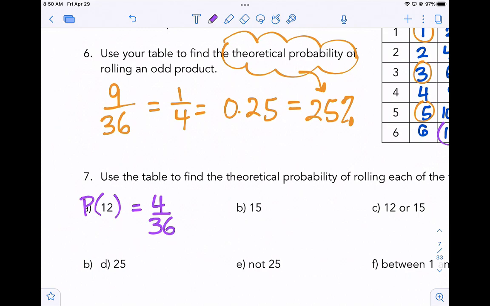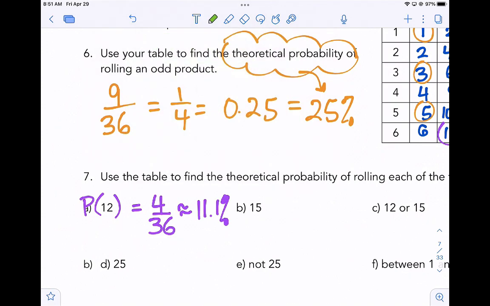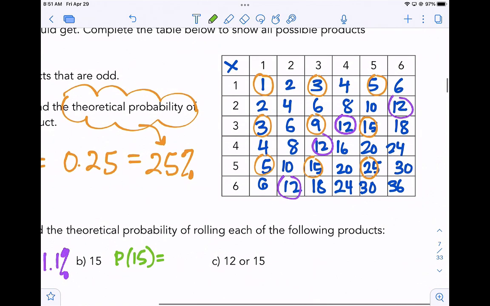And again, we can change that to a decimal or percent. I kind of like percentages, so that's about 11.1% of rolling a 12. Okay, how about rolling a 15? So again, we should put probability of rolling a 15. And we count the number of 15s.